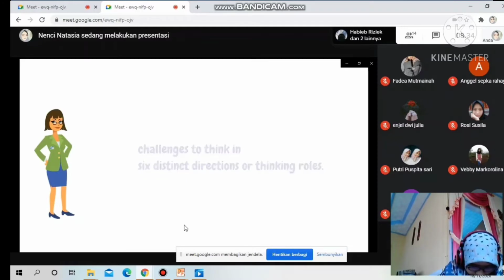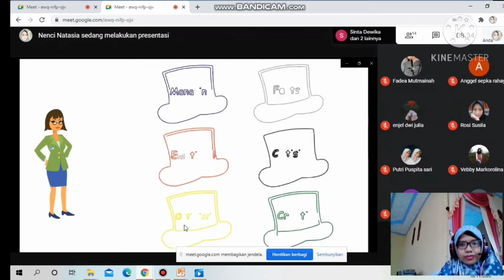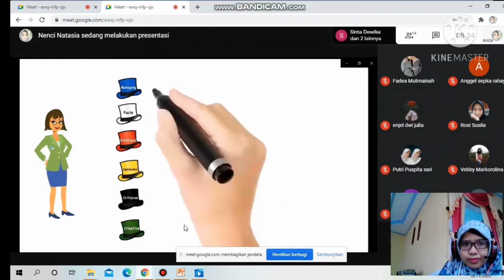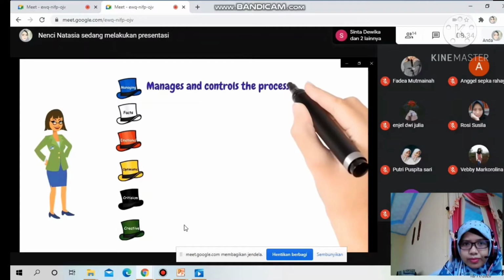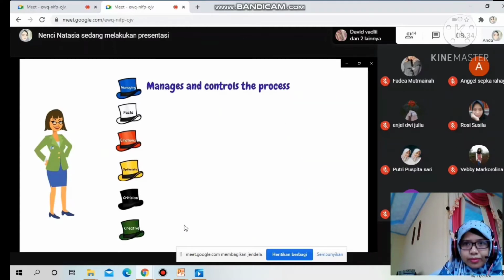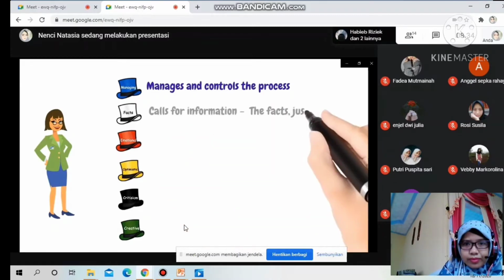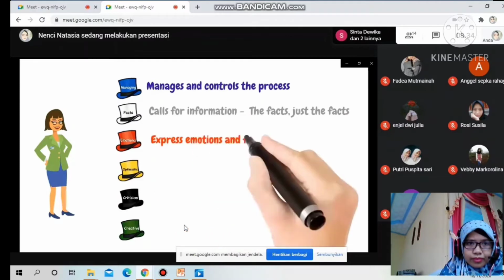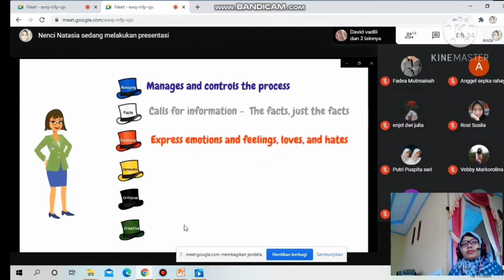These roles are represented by 6 colored thinking hats. First, let's see what these 6 thinking roles and the colored hats are, and then I will explain how to use them effectively. The blue hat is used to manage and control the 6 thinking processes. It defines the next steps and any action plans. The white hat calls for information known or needed. Facts. Just the facts.